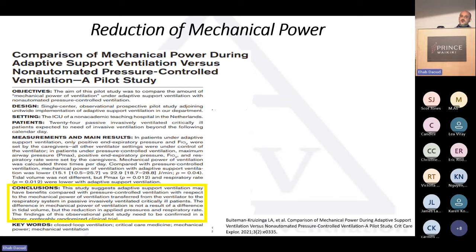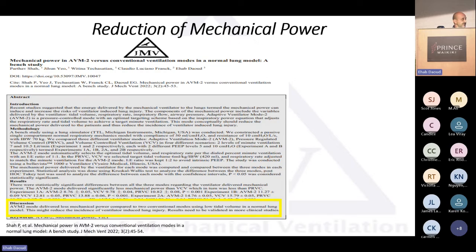Most of those studies, to be honest, are very small pilot trials, so it's nothing like 100 patients. They're usually like 20, 30 patients. Again, the same here, compared to pressure control, and it reduced the mechanical power and the mechanical driving pressure.